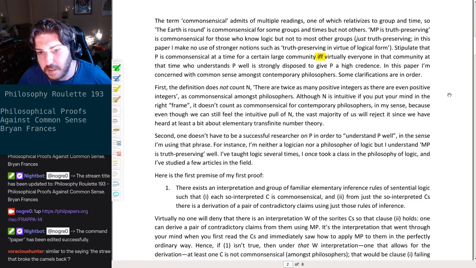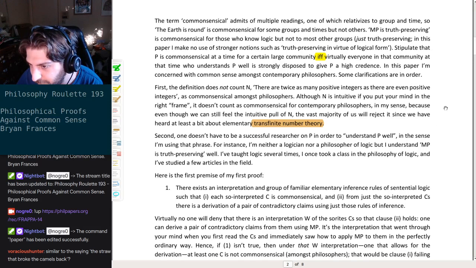First, the definition does not count n, "There are twice as many positive integers as there are even positive integers," as commonsensical among philosophers. Although n is intuitive if you put your mind in the right frame, it doesn't count as commonsensical for contemporary philosophers, in my sense, because even though we can still feel the intuitive pull of n, the vast majority of us will reject it, since we have heard at least a bit about elementary transfinite number theory. Again, who are we talking about here that even knows any transfinite number theory?